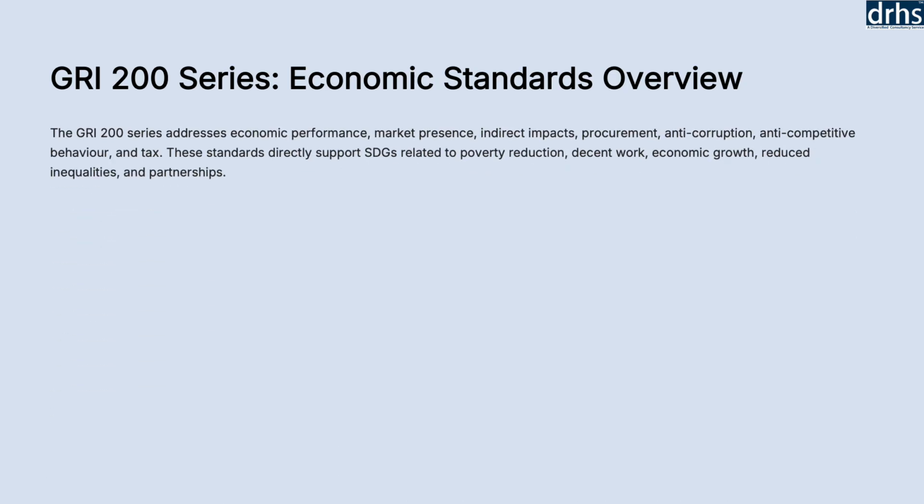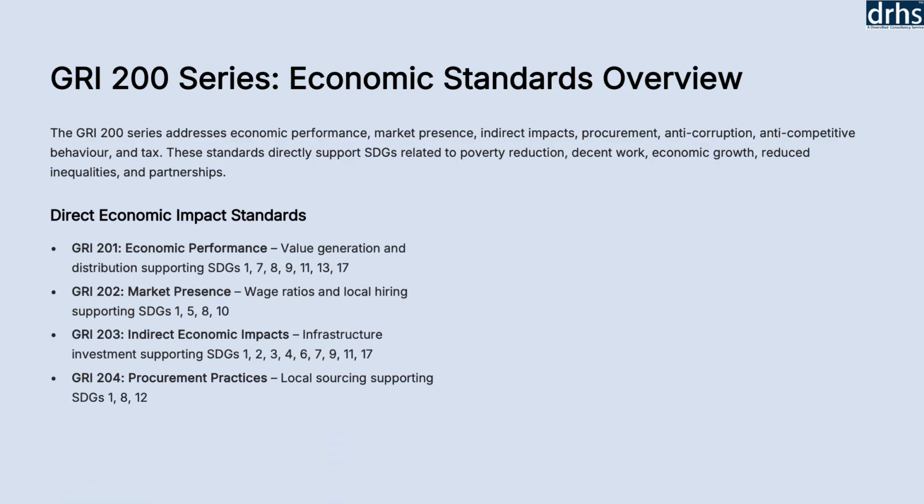Slide 3. GRI 200 Series Economic Standards Overview. The GRI 200 Series, Economic Standards, provides a structured framework for reporting an organization's economic impacts, governance practices, and integrity-related performance. These standards enable organizations to demonstrate how their activities contribute to inclusive economic growth, market stability, and ethical business conduct, while supporting several Sustainable Development Goals, particularly those related to poverty reduction, decent work, reduced inequalities, and strong institutions.